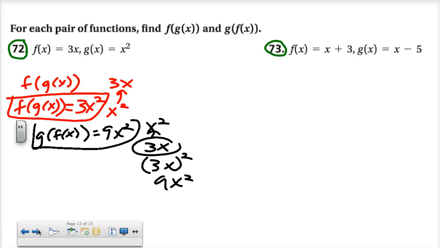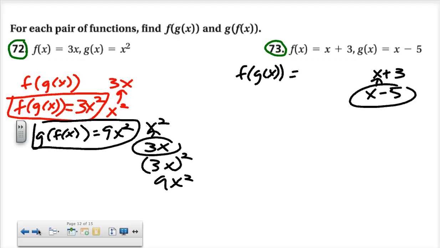And right away, we see that those two answers are not going to come out to be the same thing. That's the point of these two problems, to show you it just does not work forwards and backwards always. Then, number 73, f of g of x. Well, we have f of x is x plus 3. We have g of x is x minus 5. Wherever I see an x in the first one, I'm going to replace it. That will make it x minus 5 plus 3, which is x minus 2.